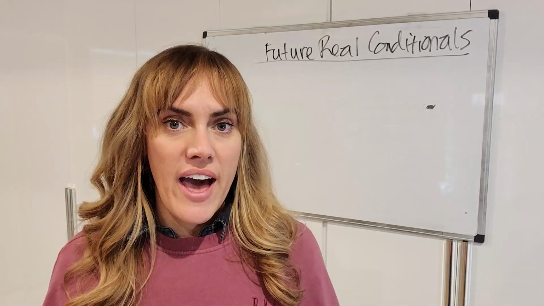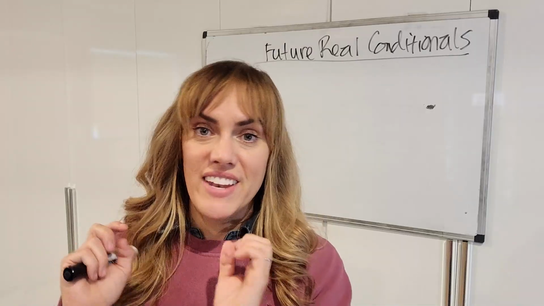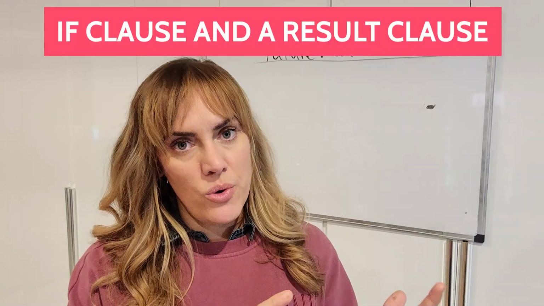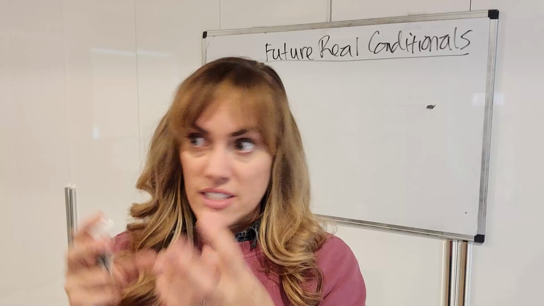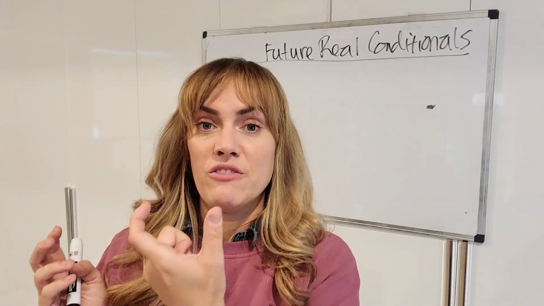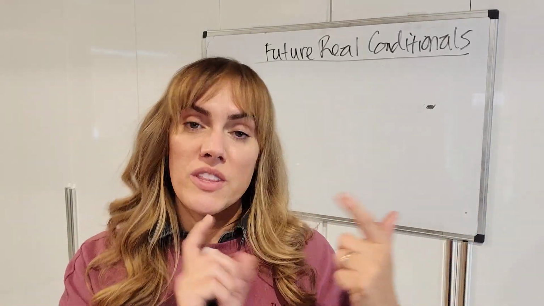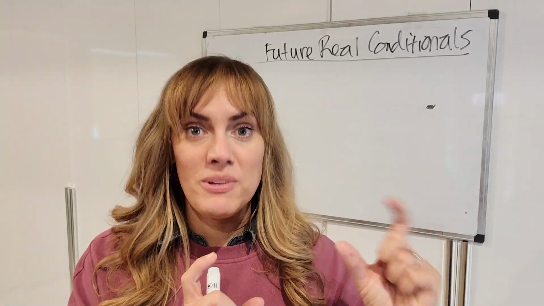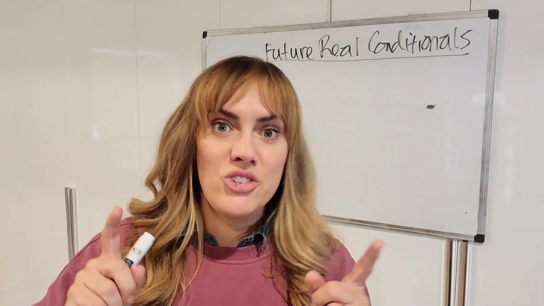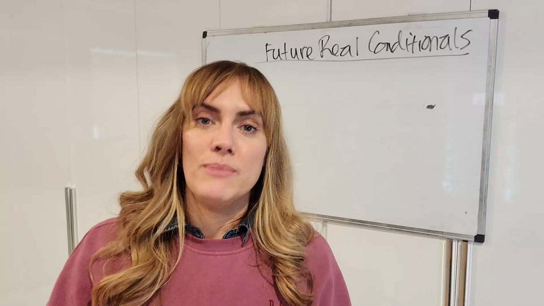And we show that with two different clauses. We have an if clause and a result clause. The if clause is a group of words with a subject and a verb, and the verb is in a specific form. And the result clause, also a group of words with a subject and a verb, and the verb is in a specific form. So let me show you what forms those verbs are in and then give you some examples.